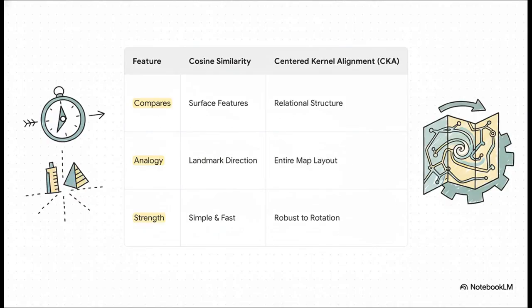Let's put this head-to-head with a really common alternative, something called cosine similarity. As you can see here, it's pretty limited. It's like asking if two landmarks are in the same general direction from where you're standing. It's quick, but it misses the big picture. CKA, on the other hand, compares the whole relational structure. And that robustness is absolutely critical, because an AI's internal map can be flipped or rotated in all sorts of ways without actually changing what it's learned. CKA sees right through that, which gives us a much more meaningful comparison.